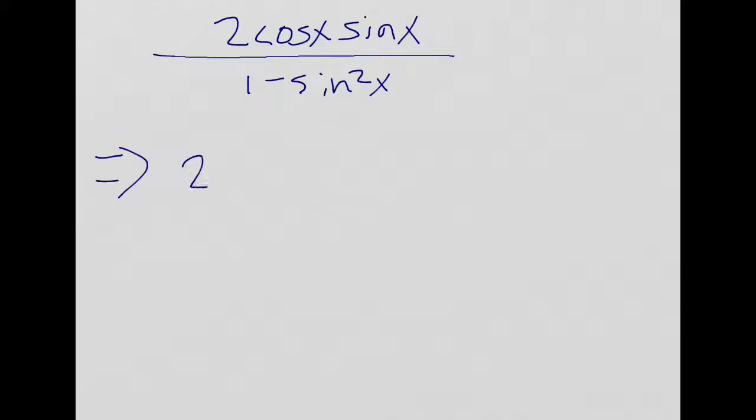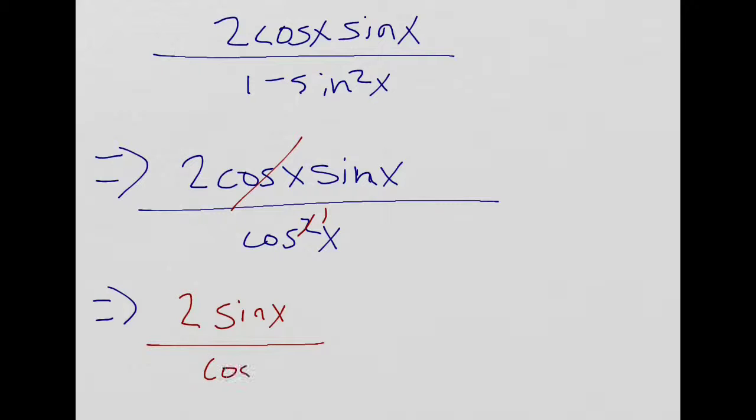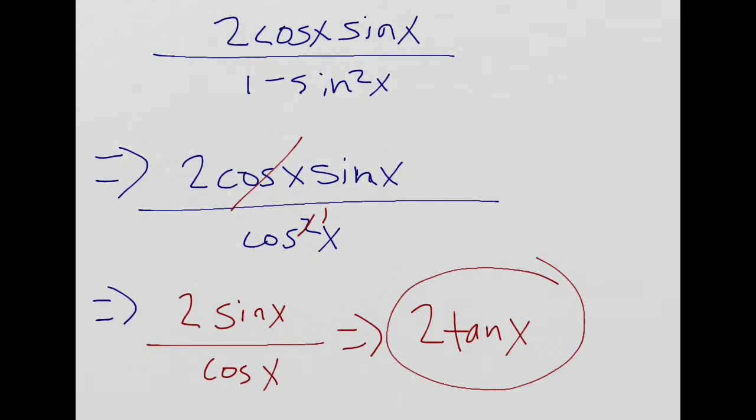Alright, so that's 2 cosine x sine x over cosine squared x. Then what would happen to one of the cosines? One of them would cancel out. So that'd give me 2 sine x over cosine x. And sine x over cosine x is what? Alright. So that's verified.